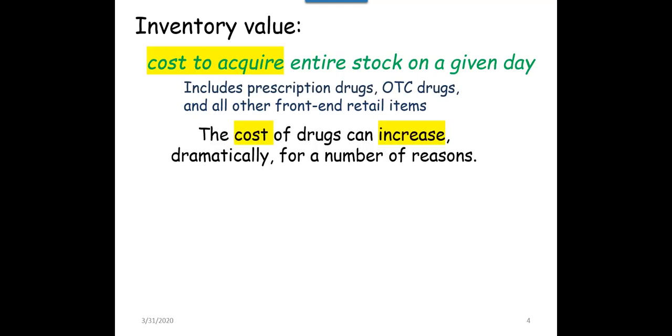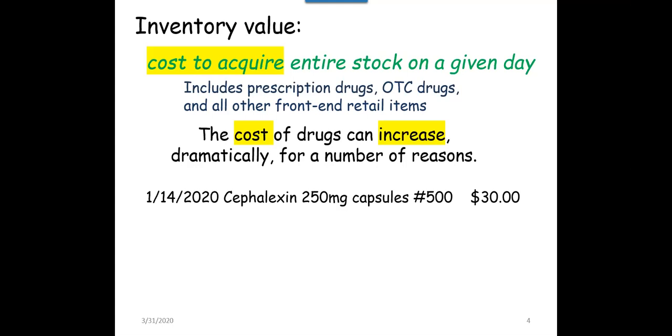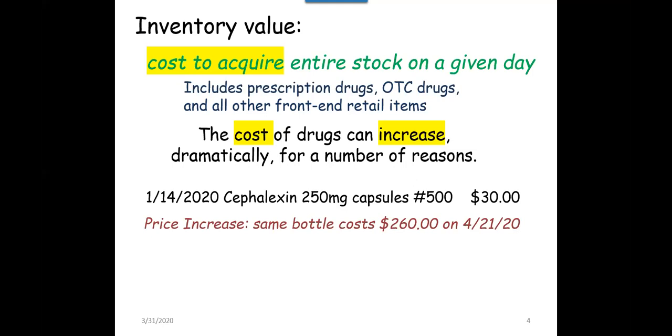Now, something that's important to understand is the cost of drugs can increase for any number of reasons. And here's just an example. In January, a bottle of 500 generic Keflex 250 milligram costs $300, but they anticipate this coming month the price will be $260. Now, why the increase in price? Well, it's because cephalexin's raw ingredients are obtained in China, and now there's kind of a slowdown in availability of medicines, or at least it's anticipated.